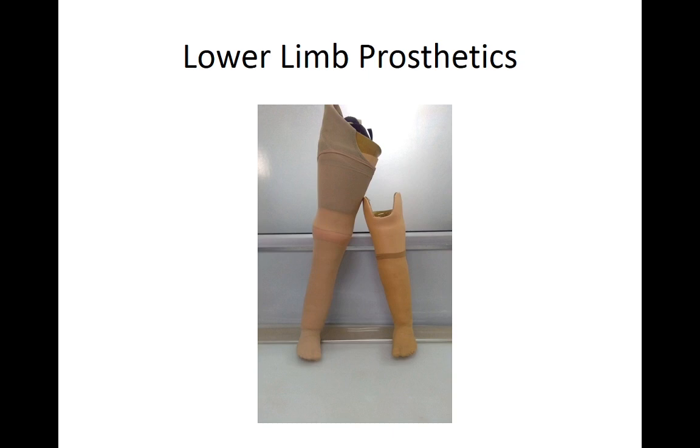Now, in the case of a below knee or lower limb prosthesis, the suspension is usually given by a suspension sleeve. In case of above knee, or thigh level amputation, we give a suspension known as a Silesian belt suspension.